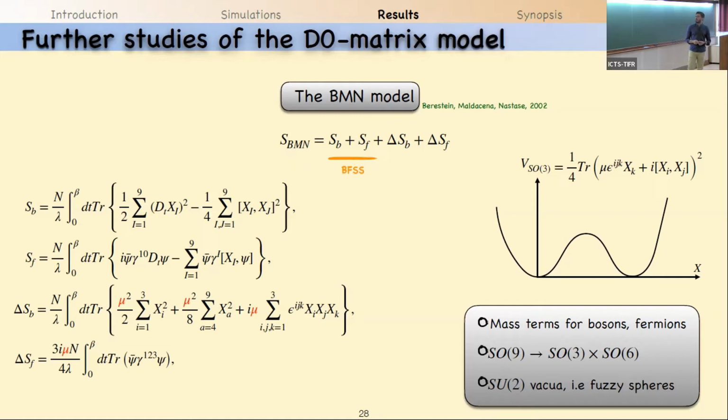The idea is that the SO(3) potential, the bosonic potential in an SO(3) subspace, is of this form. The trivial vacua are located here, and the fuzzy sphere vacua are located here. It also adds an explicit breaking of the symmetries from SO(9) to SO(3) times SO(6). And even though the SU(2) vacua are important and very interesting, today I'm not going to focus on this.